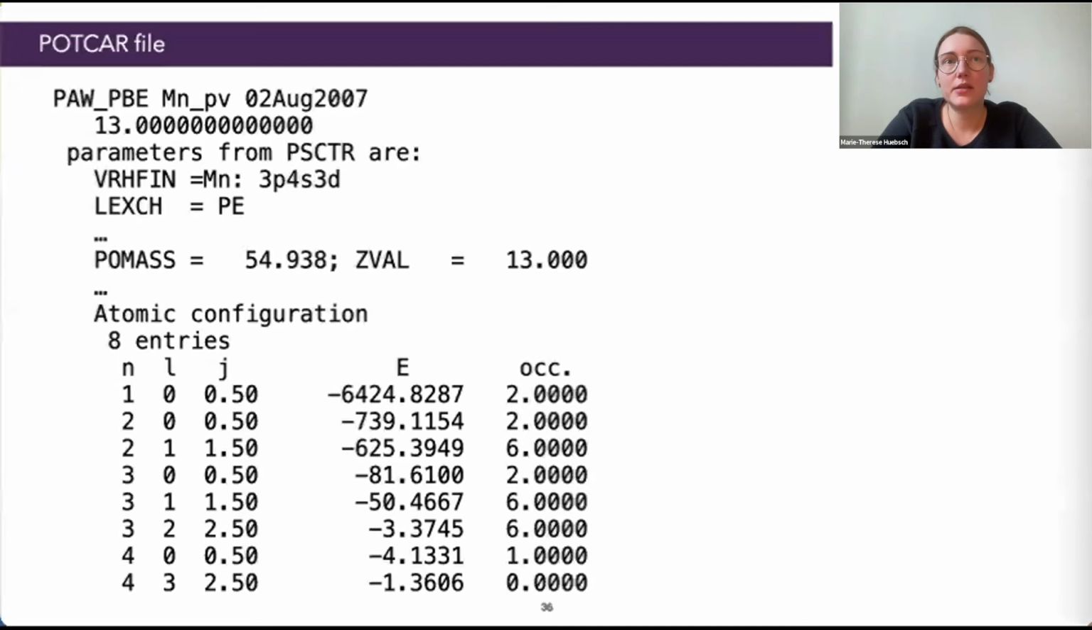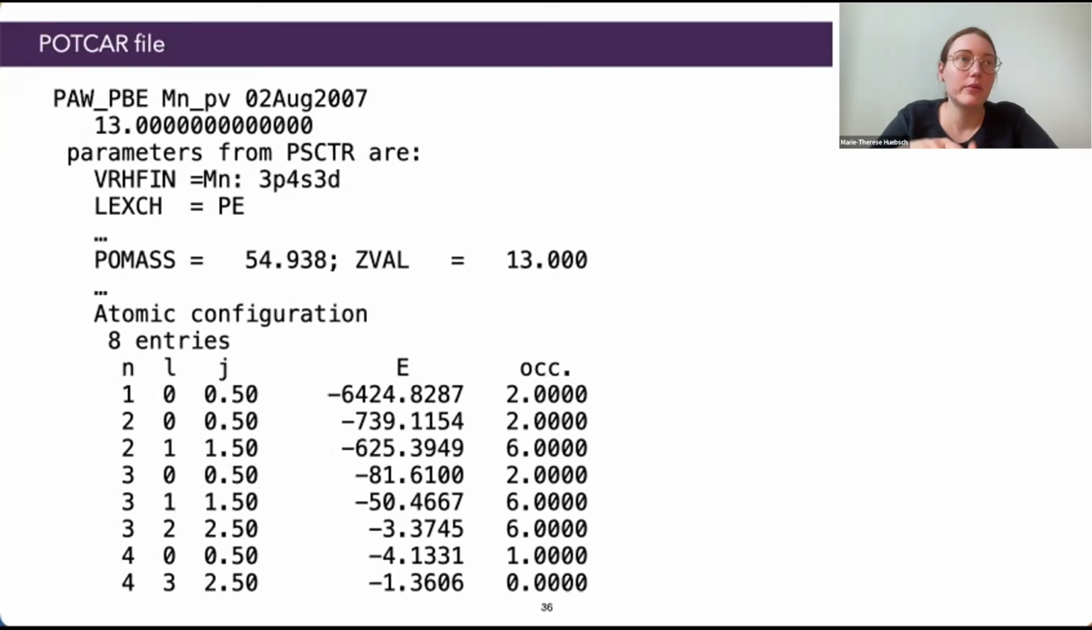Next, there is POMASS and ZVAL. These are the mass and the number of valence electrons. Again, the number of valence electrons helps you then to understand the reference atom that is used to generate the POTCAR file. When you look at the table atomic configurations, you see a list of on-site quantum numbers, energies, and occupancies corresponding to these quantum numbers. So this table includes the core electrons and the valence electrons.